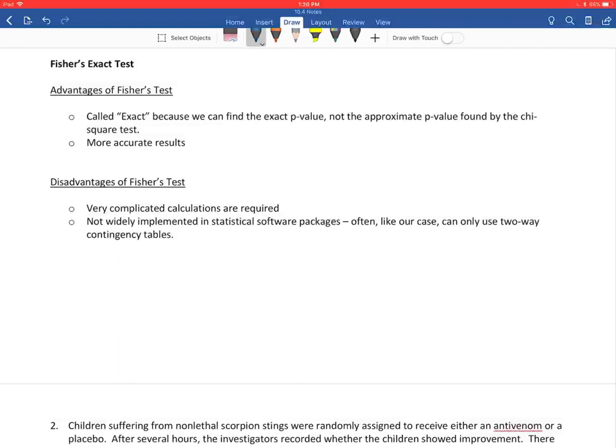Think about 10, 15, 20 years ago, when people were doing this by hand. Fisher's test was not always an option because the calculations were so difficult. Now it's starting to become more of an option. So we're going to use it in the cases where we can, so that we'll get more accurate results.